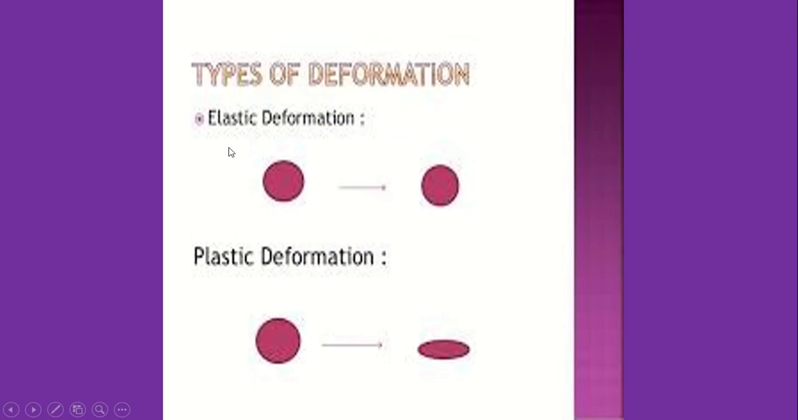Types of deformation. So elastic deformation means the object returns back to its original shape, and in plastic deformation, the object is completely changed from its original shape.